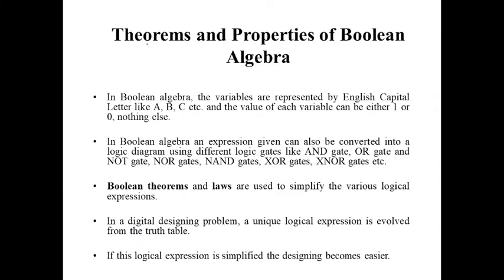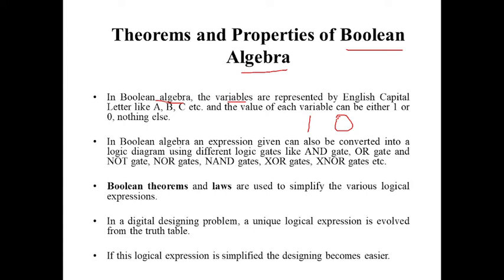This is your topic number 1 in module number 2, that is theorem and properties of Boolean algebra. So what do you mean by Boolean algebra? In case of Boolean algebra, variables are represented like English capital alphabets like A, B, C, D, etc. And values of each variable are represented in the form of ones and zeros. Because in case of Boolean values, we are representing the number in the form of ones and zeros.